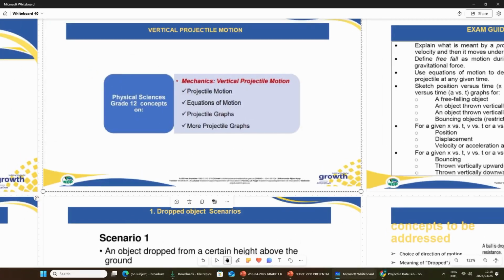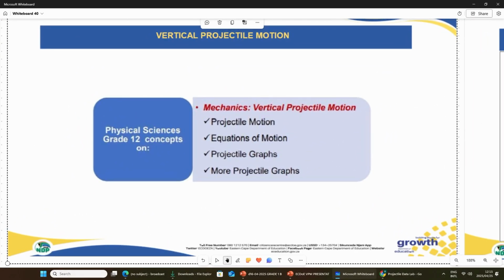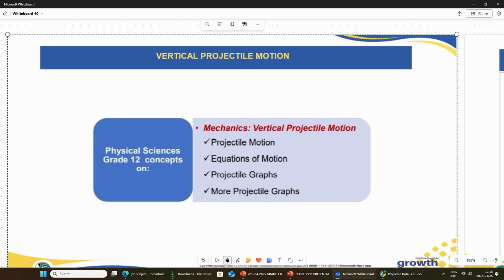Today's lesson is about vertical projectile motion. Let me take you through to the slides. On vertical projectile motion, we will deal with the concept of projectile motion, equations of motion, projectile graphs, and more projectile graphs from different scenarios.